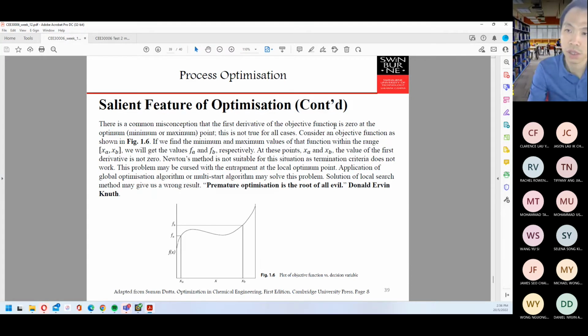For example, the claim that the first derivative of the objective function is 0 at the optimum point is not true for all cases. If you have limitations between A and B, the minimum point will not be at this particular point; it is going to be here, for example. The maximum point will not be at this point; the maximum point probably will be at this other point. So it is very important that you inspect the optimization very carefully and avoid a premature conclusion.